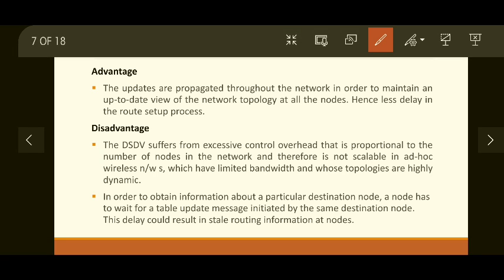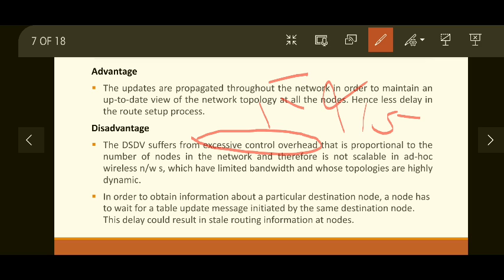Excessive control overhead means for a single link breakage, the entire network has to update their routing table. So the amount of control packets that are exchanged within the network is too many. That is proportional to the number of nodes in the network. So if there are 15 nodes in the network, as we have seen in the last example, a single broken link will be broadcasted several times in proportion to these 15 nodes.